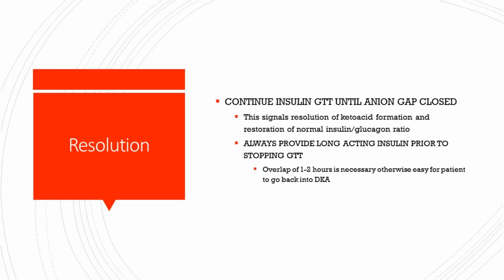Once the anion gap is closed, that signals a resolution of the ketoacid formation, and then you get the normal insulin to glucagon ratio. That's actually the biggest part of DKA. It's not the high glucose, it's the insulin to glucagon ratio that's causing this cycle.